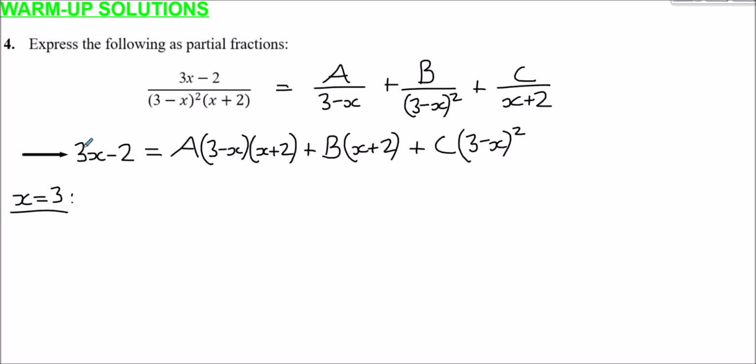When x is 3, 3x is 9, 9 minus 2 is 7. So we're going to get 7. The a bracket vanishes, 3 minus 3 is 0. The c bracket vanishes too, for the same reason. So we're just going to have b brackets 3 plus 2, which is 5. Divide through by 5, and we can see that b has to be 7/5.